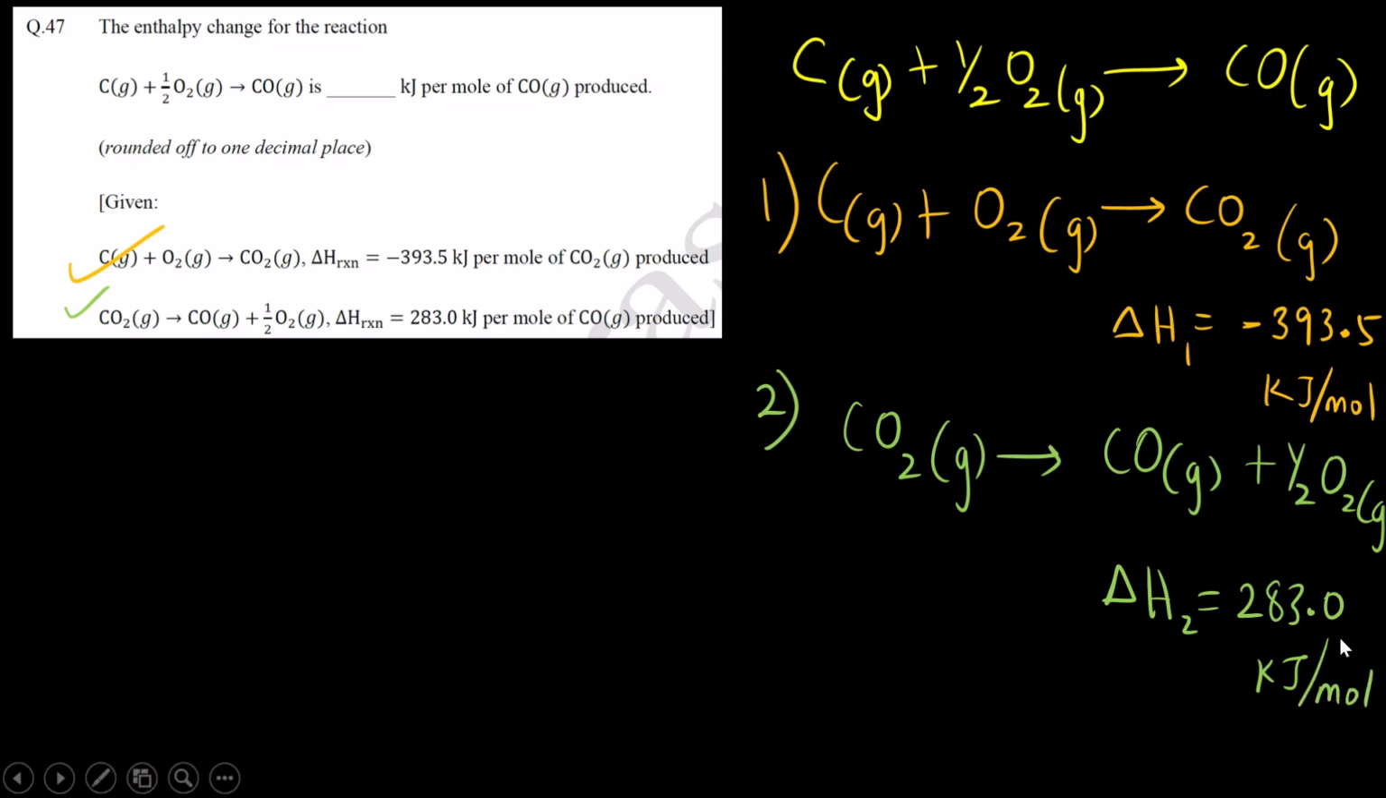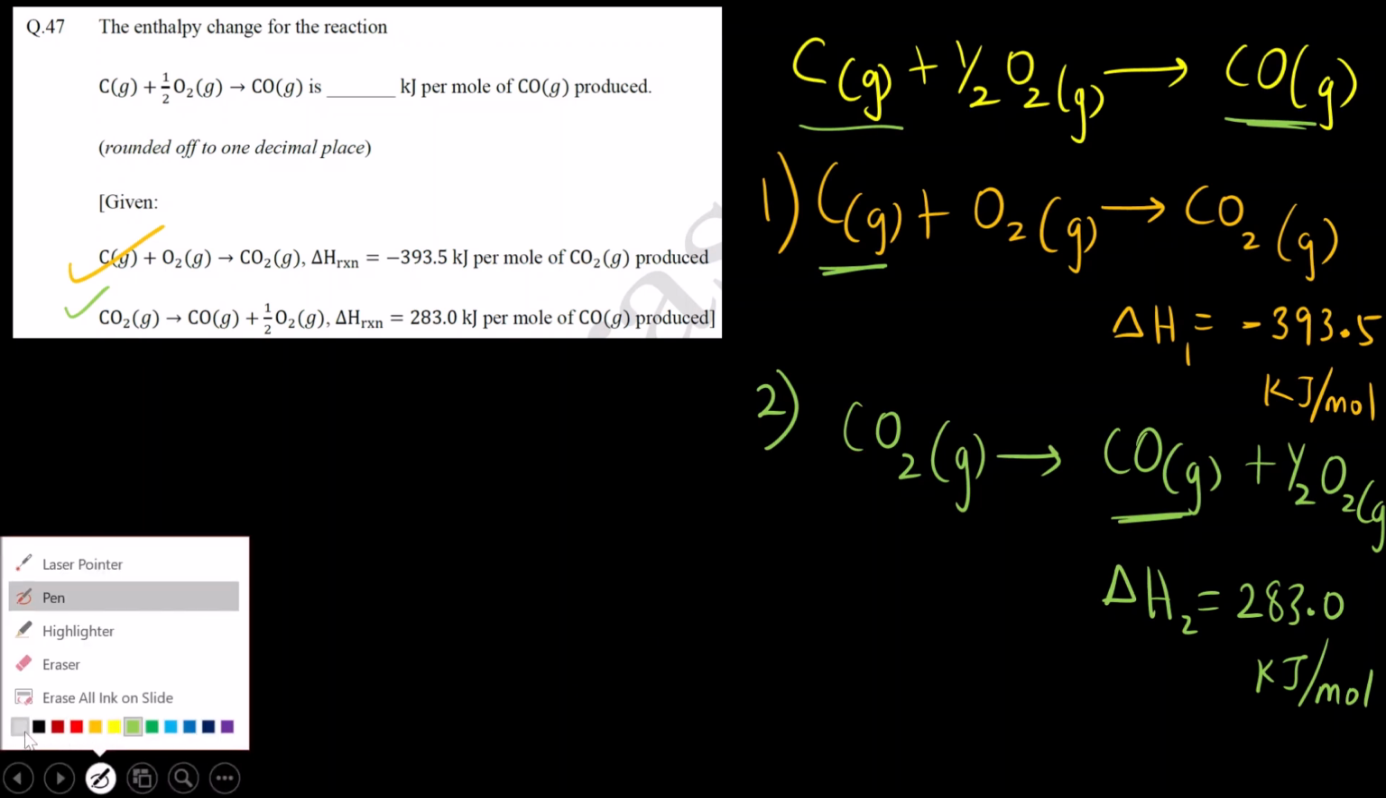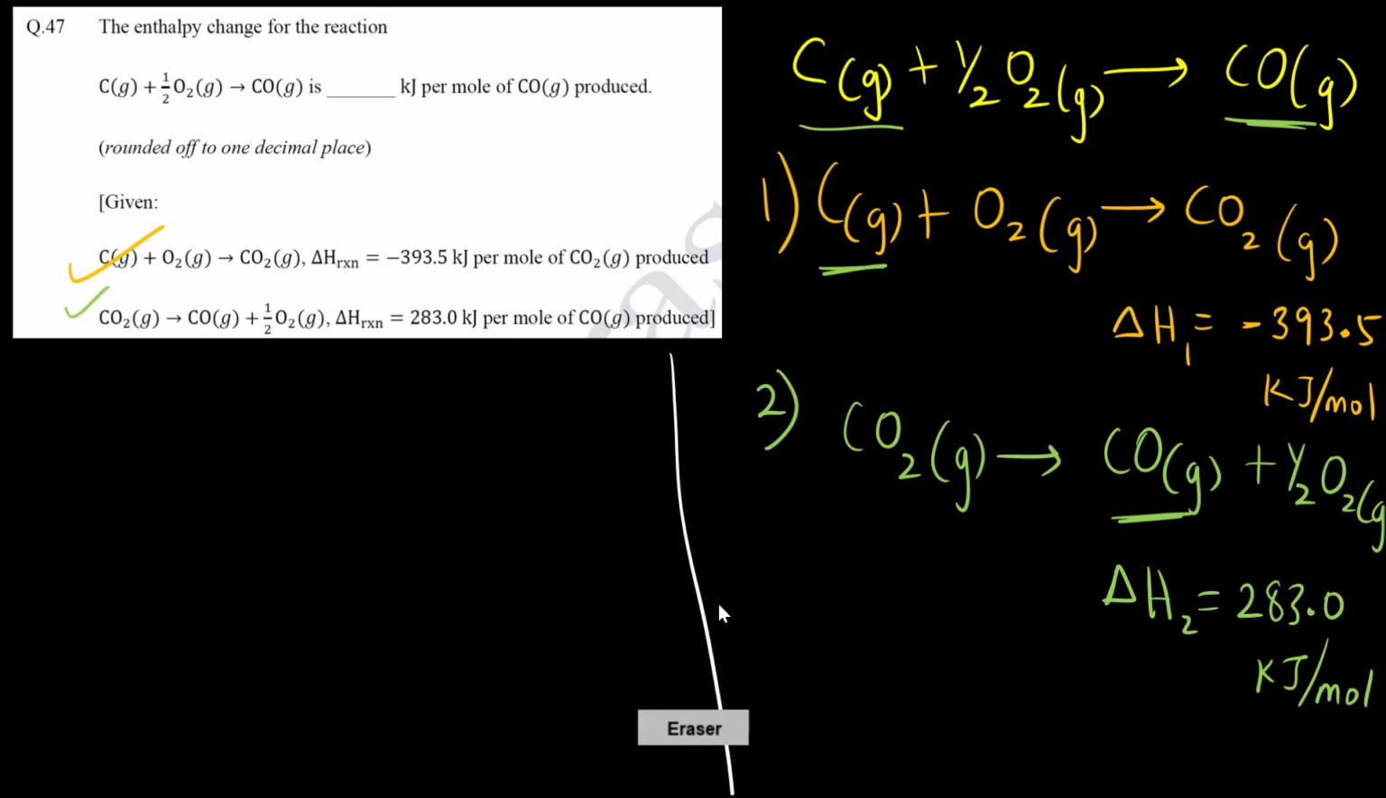Okay, so if you see the required equation, carbon gas is already in the reactant side, and carbon monoxide gas is also present in the product side. So what we can do is simply add both of them, and we'll get the desired equation. So add 1 and 2.